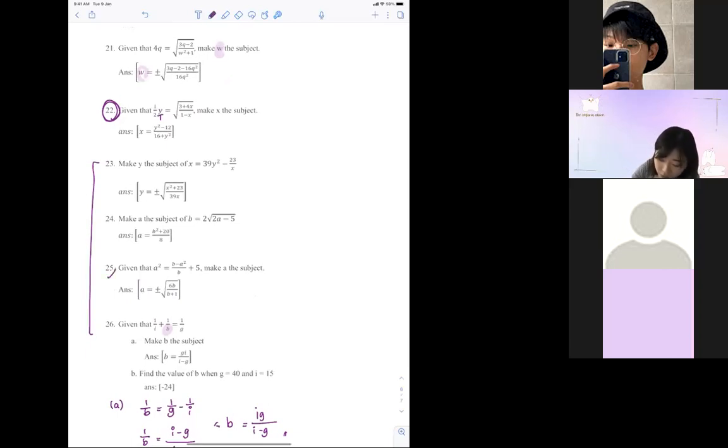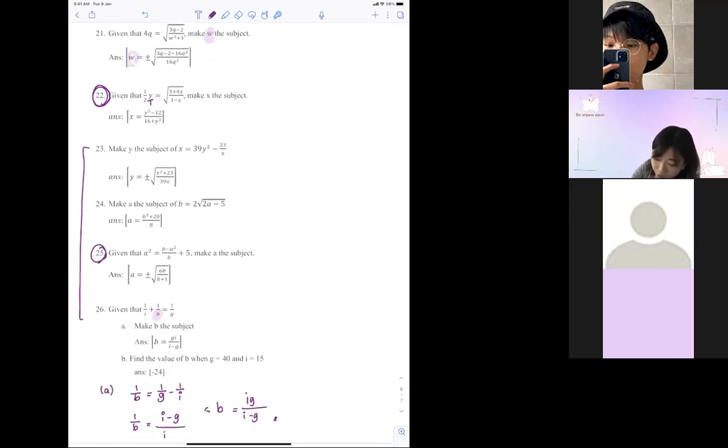Okay. Then let's look at 25. Last one already, huh? So first thing, I'm going to make A the subject. This plus 5 we bring over first. Why do I do that? So I can create fraction over fraction. Cross multiply. So BA square minus 5B equals to B minus A square.